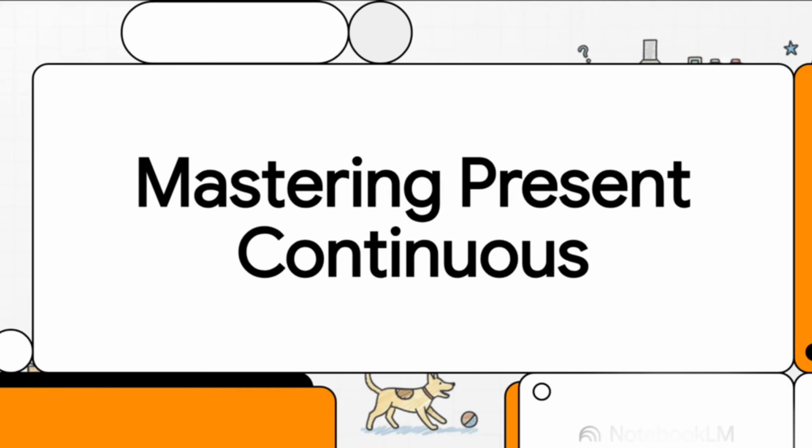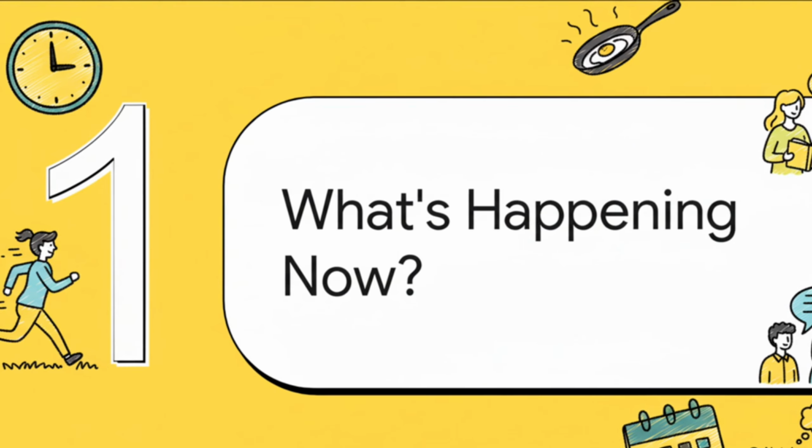Have you ever wondered how to talk about what's happening right now in English? Well, today we're going to master a super useful tool for exactly that, the present continuous tense. Let's dive right in. Okay, so to get started, let's just look at a scene that's absolutely buzzing with activity. This is going to show us the most common way we use the present continuous.